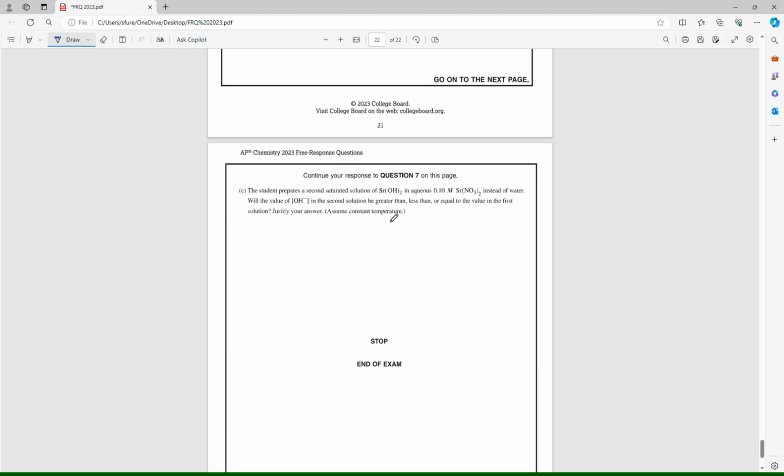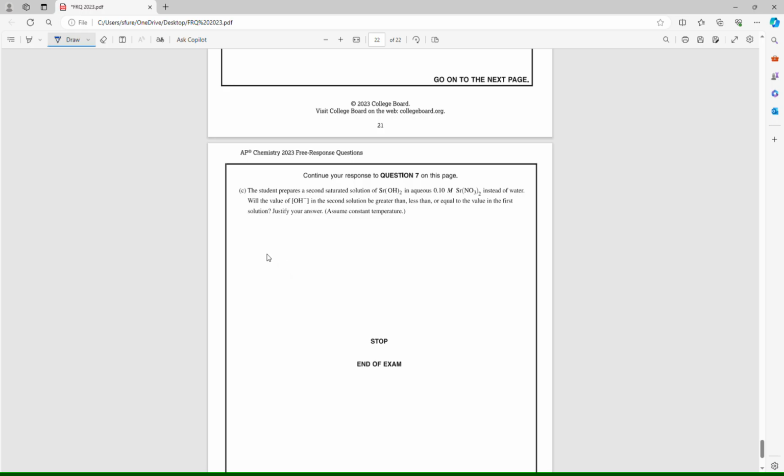Okay, and final problem, part C. The student prepares the second saturated solution of this. So we've got a common ion of Sr. So instead of water, they used a common ion Sr2 plus. Will the value of OH minus in the second solution be greater than, less than, or equal to the value in the first solution? Justify your answer.